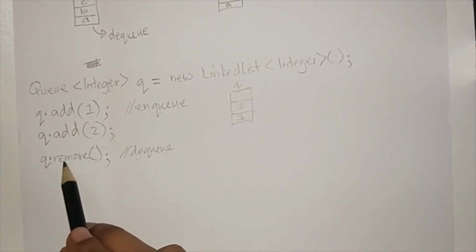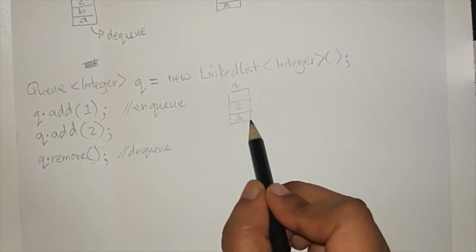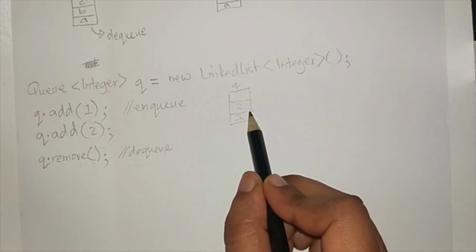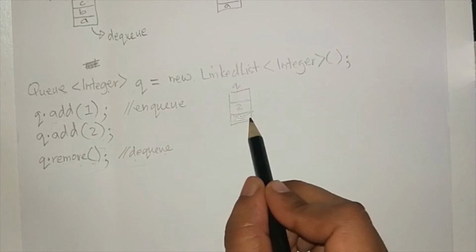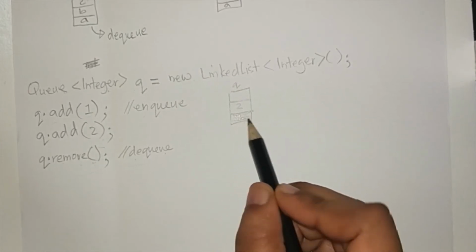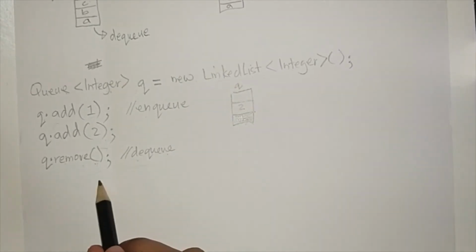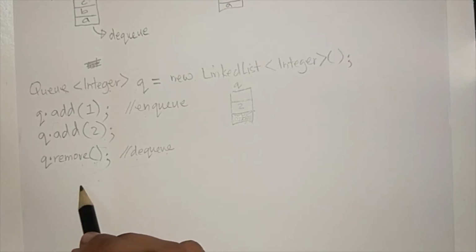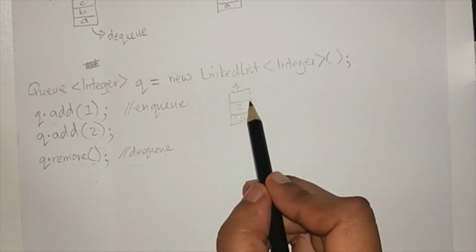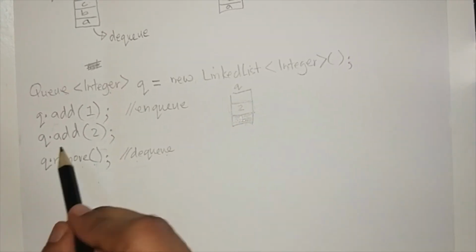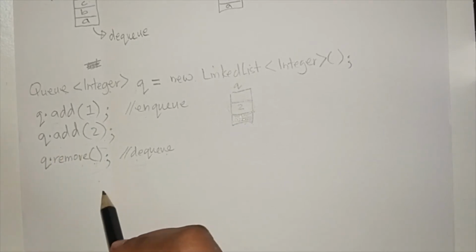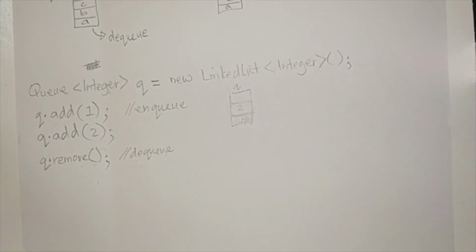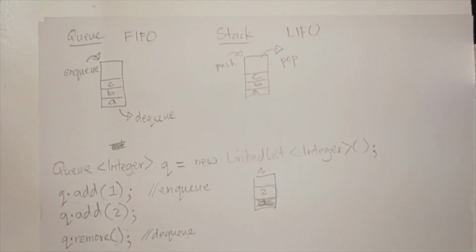Okay, so in this line, what will happen? This one will be removed. It will be taken out of this queue, so no more this element here. If at this point I try to print the queue, what will be printed out? Just this 2, which is in it, unless I added some more things to it. Okay, so I hope that makes sense of what a queue is, especially in Java.